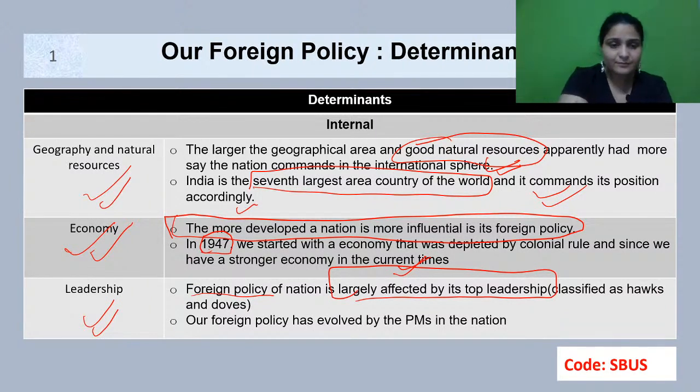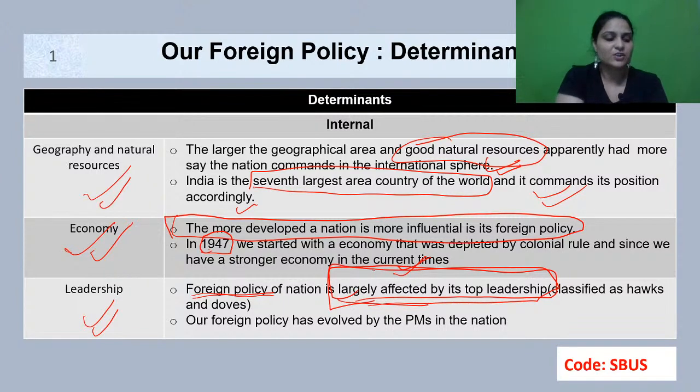Okay. Now, the foreign policy of a nation is largely affected by its top leadership. That's why we said that in the upcoming session, we'll be taking the phases of our foreign policy by the means of how it has evolved with our prime ministers. Why with the prime ministers? Because we have a parliamentary form of government, and the prime minister holds all the power as the head of the cabinet to decide what the foreign policy should be.